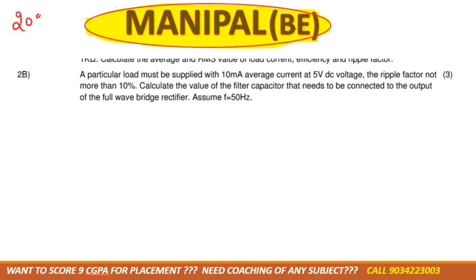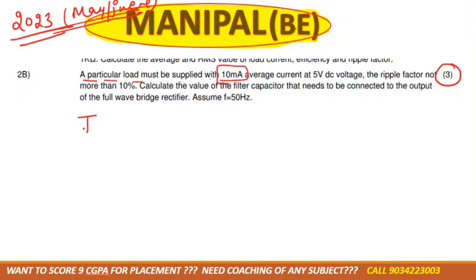Again, this is also a question from 2023 May June, and this question is also from that same PDF. 3 marks का question है based on the rectifier. They said a particular load must be supplied with 10 milliampere, right? So basically load is connected with the DC side, right? So basically they have given I_DC is equal to 10 milliampere.